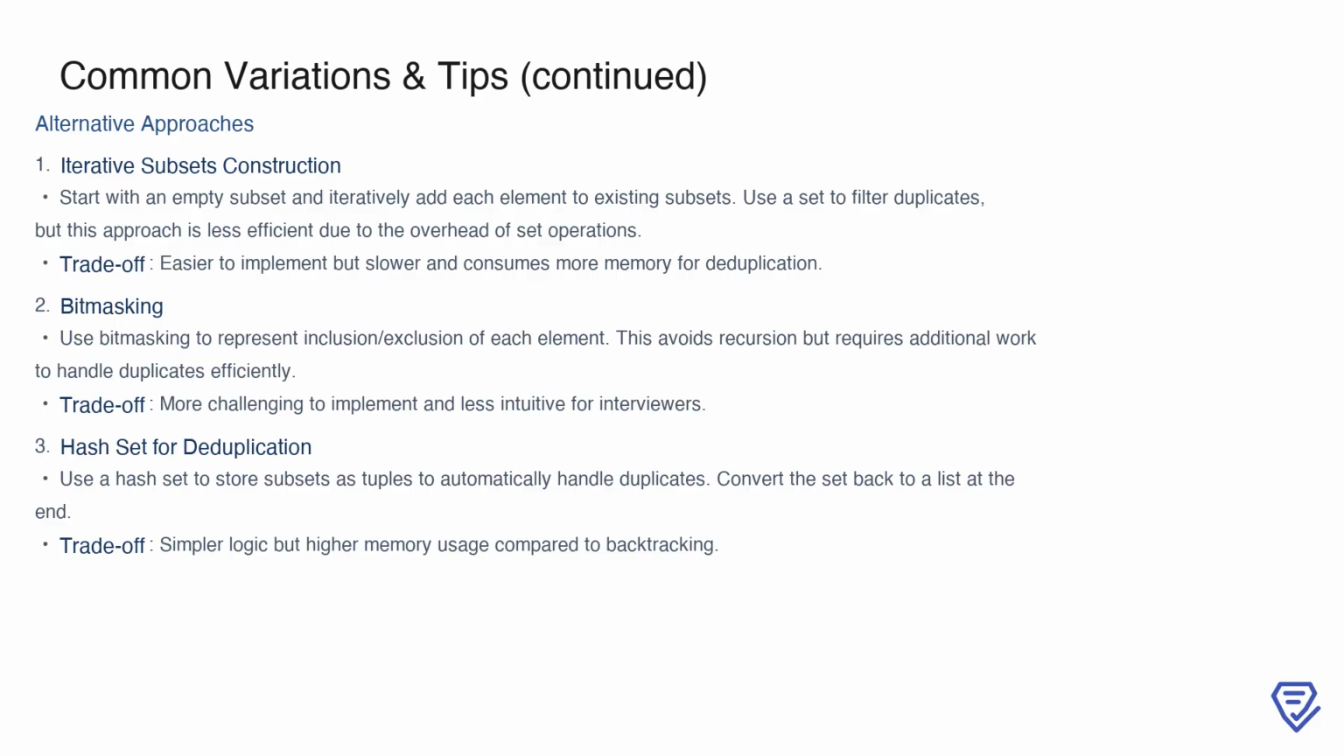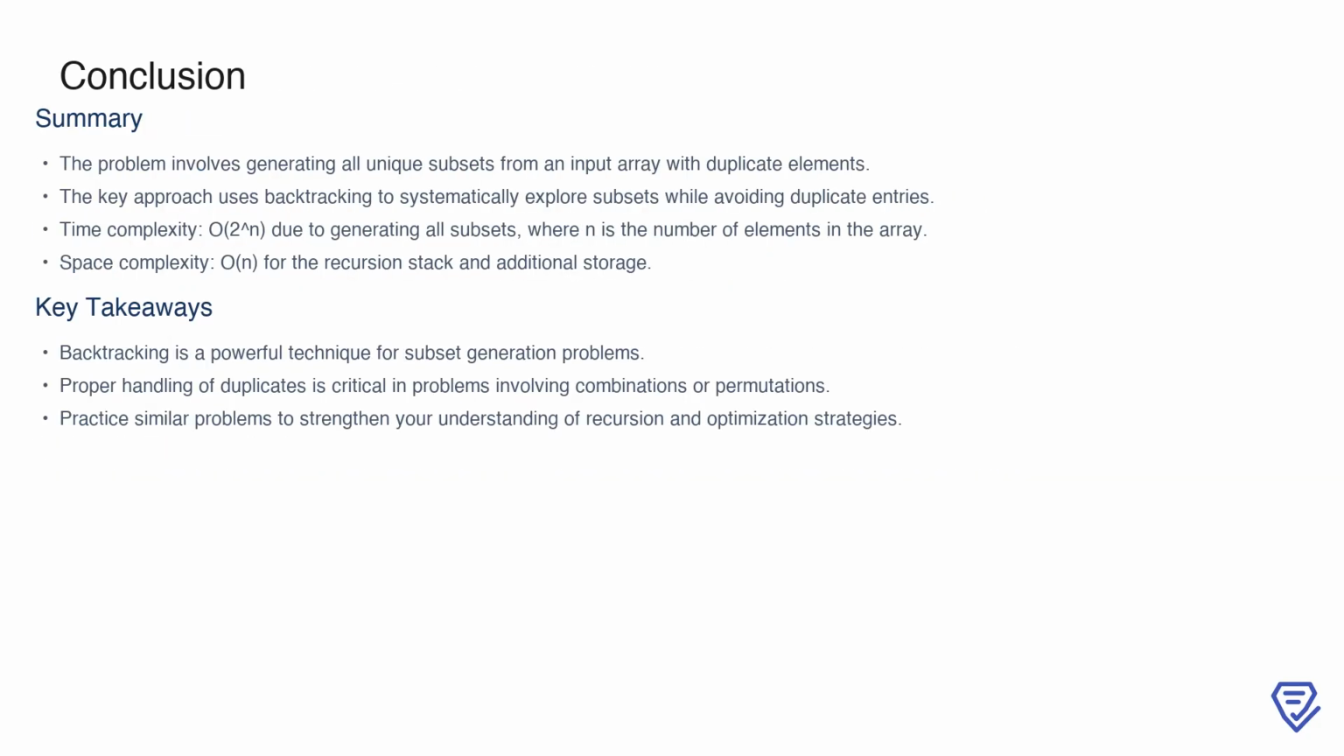Each of these approaches has trade-offs in terms of implementation complexity, performance, and intuitiveness, so it's important to choose the one that best fits the problem constraints and your comfort level. Great job following along. To recap, we explored how to generate unique subsets using backtracking and tackled the challenges of handling duplicates. Remember to practice similar problems to sharpen your skills.